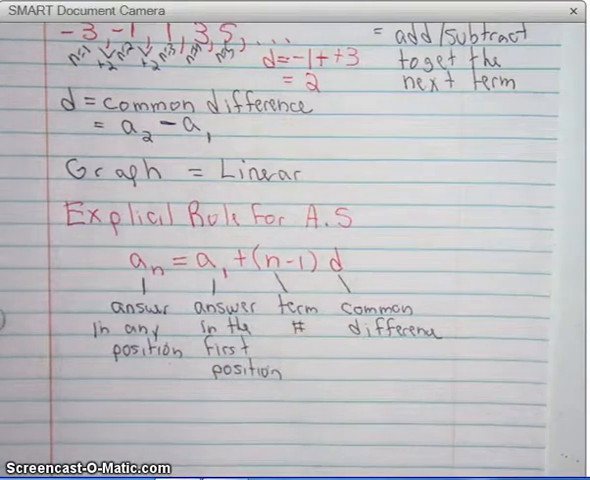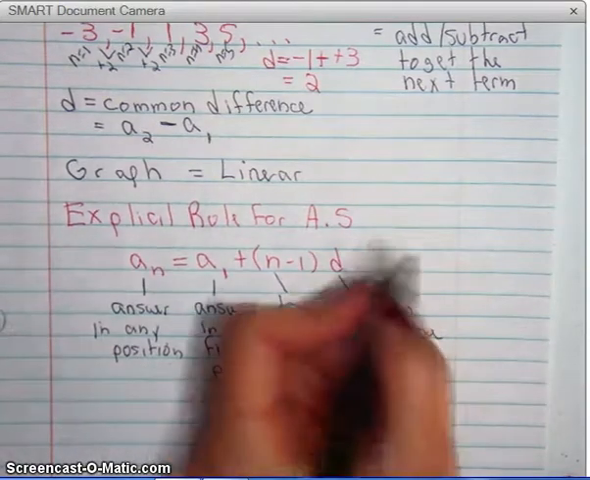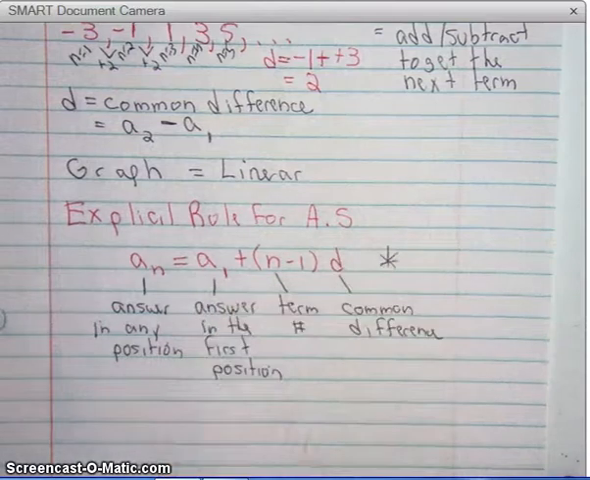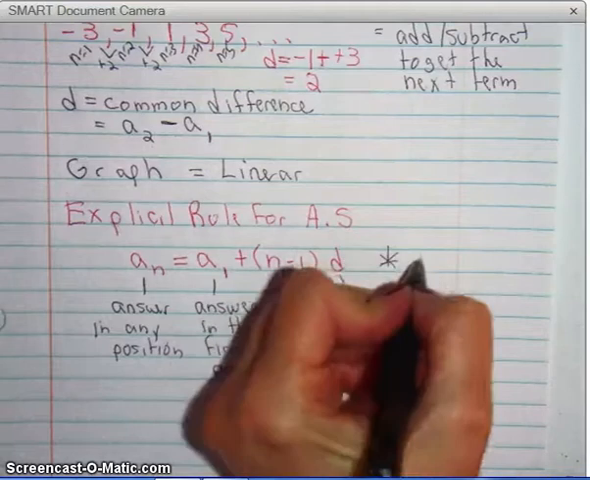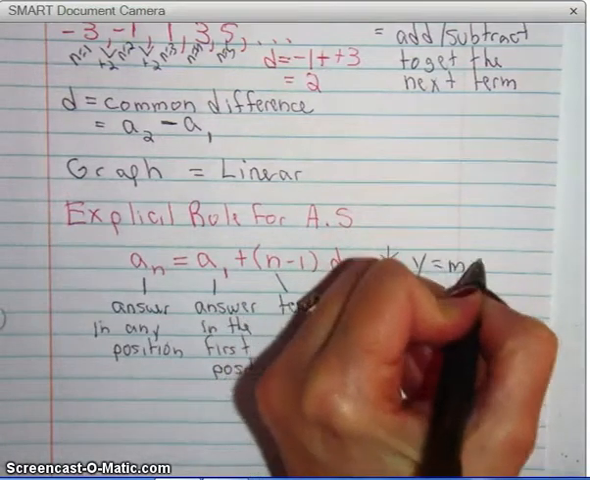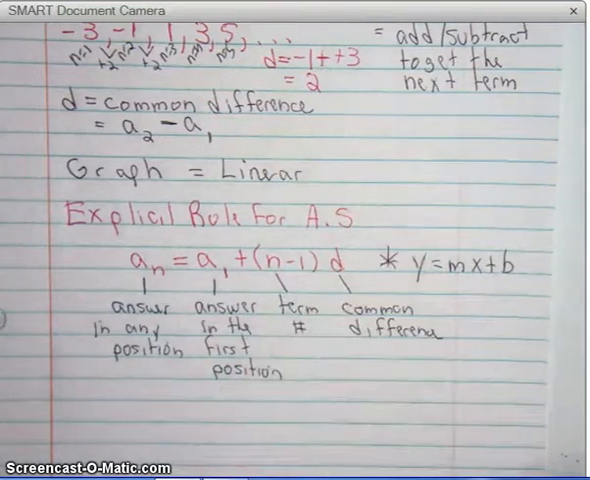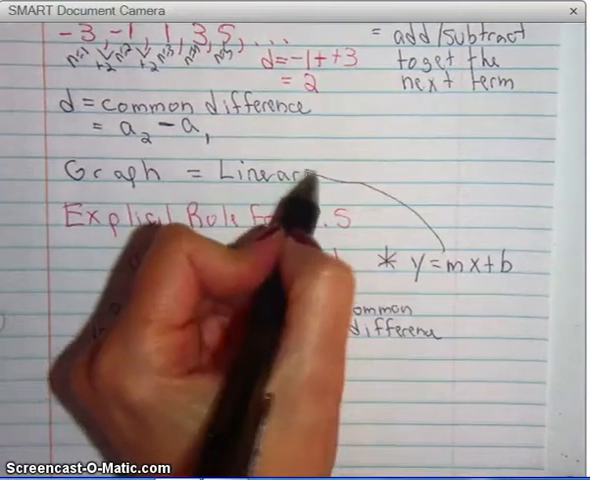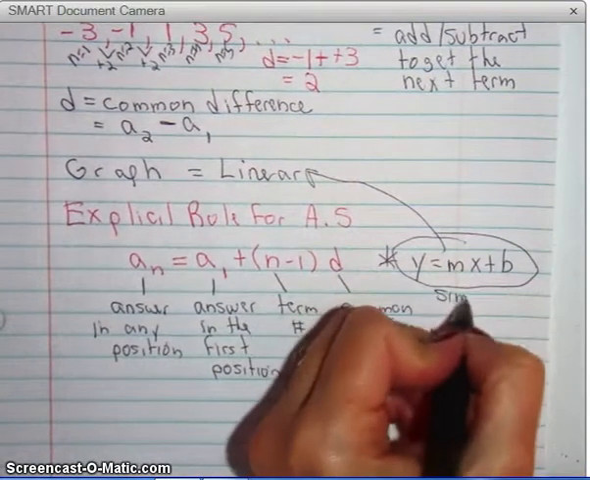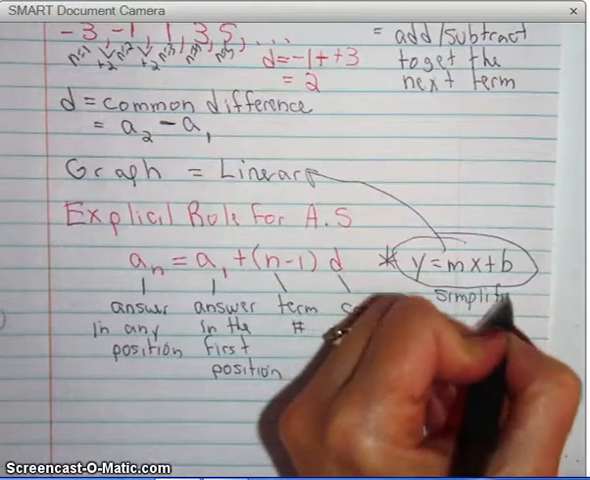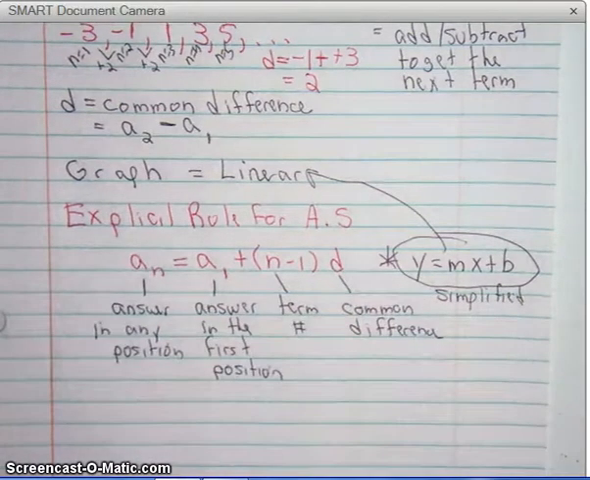Okay, so one more thing, very important. When you write this rule, it has to end up in y equals mx plus b form. Why? Because it's linear. So in other words, it has to be simplified. Doesn't mean you have to put x's and y's in it. It just means you have to simplify. Okay? Right? And then the only other one I'll give you right now is the recursive rule.